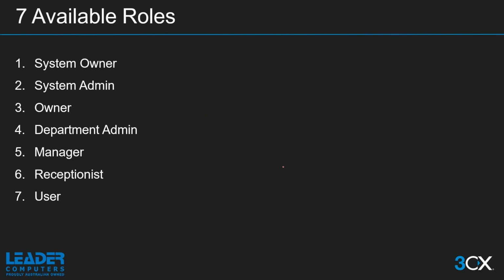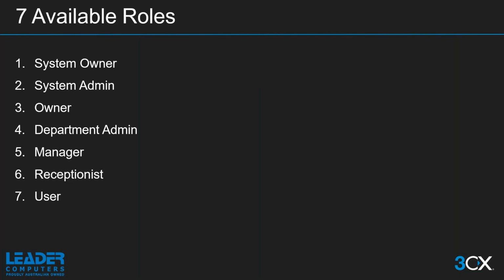There are different roles available in 3CX for a user. These are ordered according to higher priority or higher access level. The system owner has the highest authority and has access to the entire system, in and out. Whenever you're creating the system, the first user that gets created will be the system owner. Then the system admin, and next are owner, department admin, manager, receptionist, and user. Each of them can do a different set of functions.